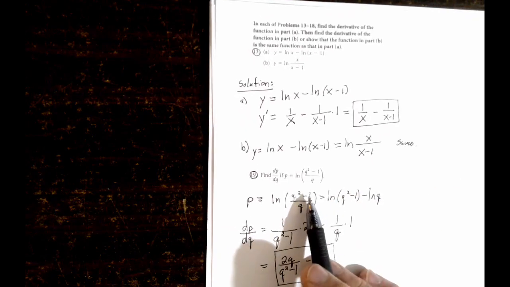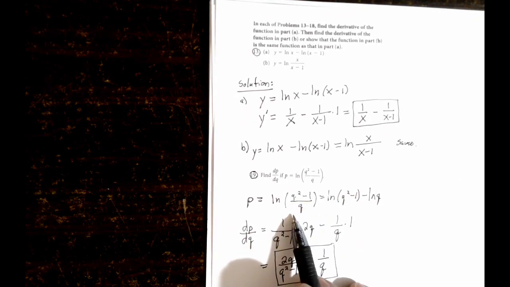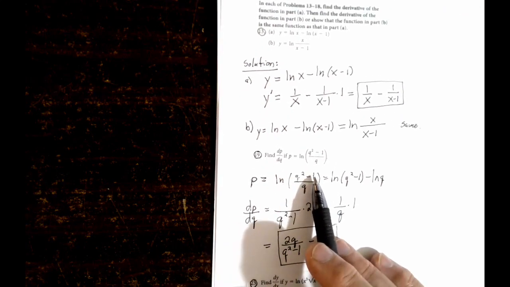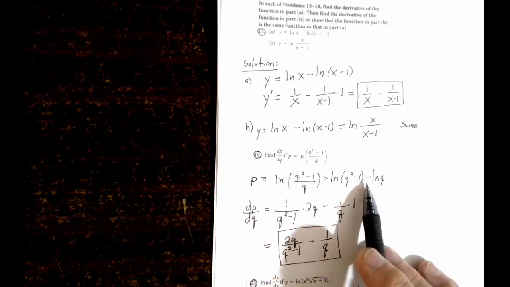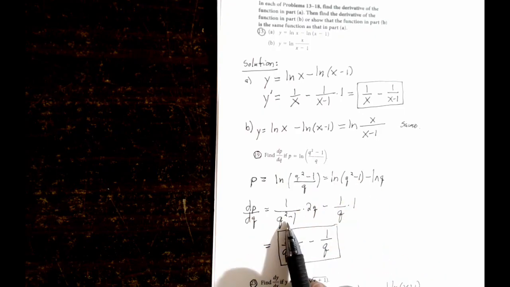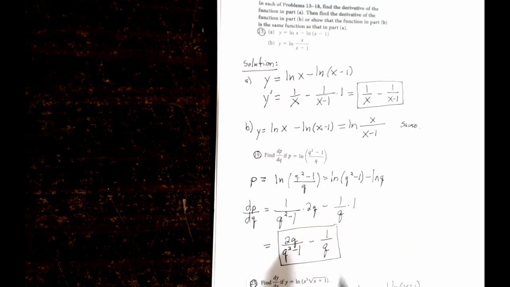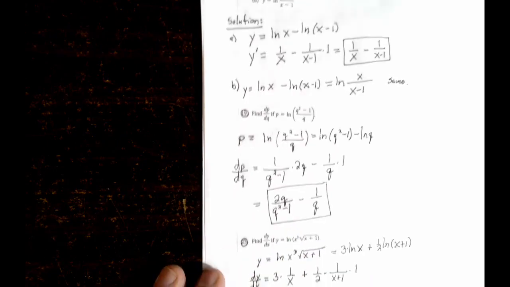And this one, I rewrote it using the log rule, so I wrote natural log of division equals subtraction of the logs. And now when I take the derivative of this, it's just 1 over that times its derivative, minus 1 over q times its derivative, and you get this guy here.